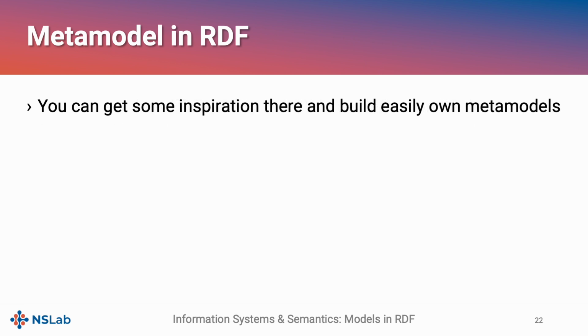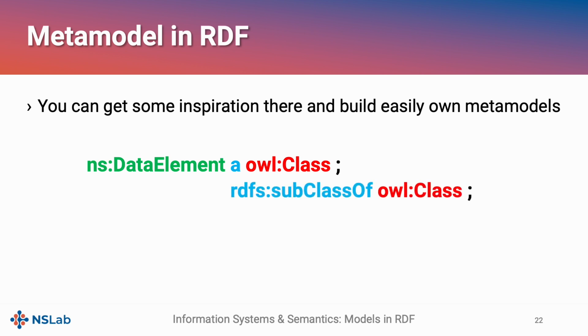With that knowledge, we can define our own metamodels, our own language to express some models. So for example, in the NS metamodel, there is something called data element. And we could here state that it's a class, but it's also a subclass of a class, so we can make instances of data elements. And then, of course, for some documentation, we can state that it has the label data element, in this case in English.